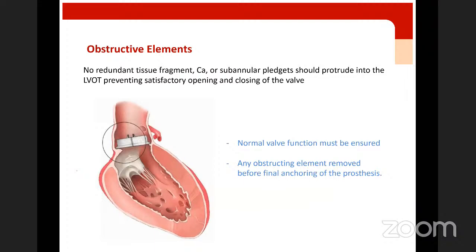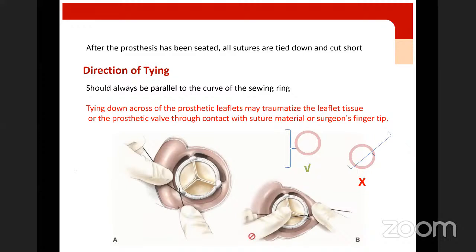It is also very important to ensure that there is no redundant tissue, no fragments, no calcium, and no subannular pledgets protruding out and preventing satisfactory opening and closing of the valve. Any obstructing element must be removed before final anchoring of the valve to ensure normal valve function. After satisfactory seating, the sutures are then tied down securely and cut short.